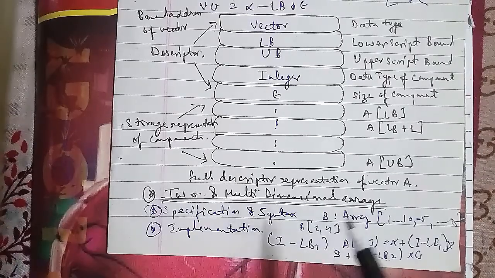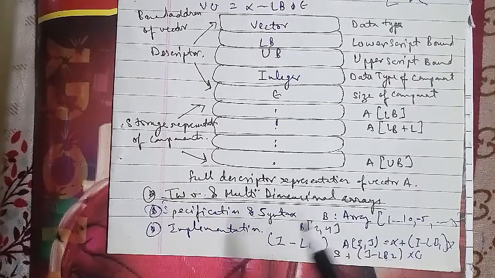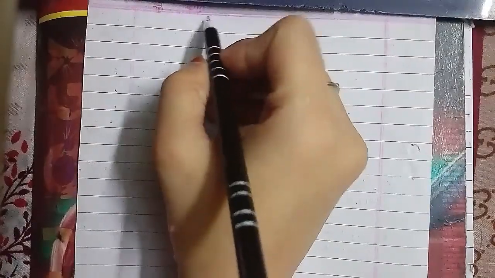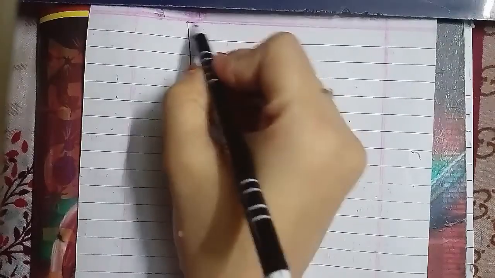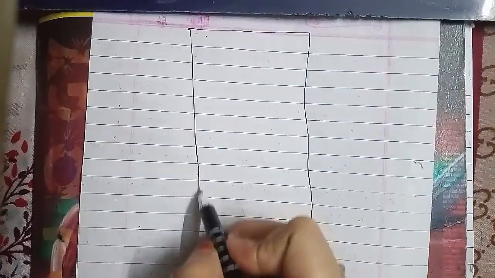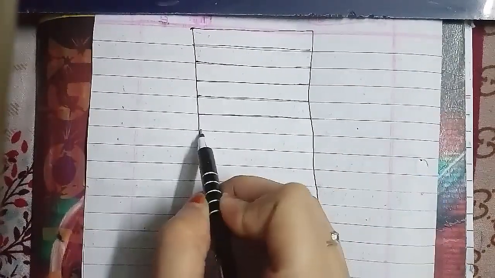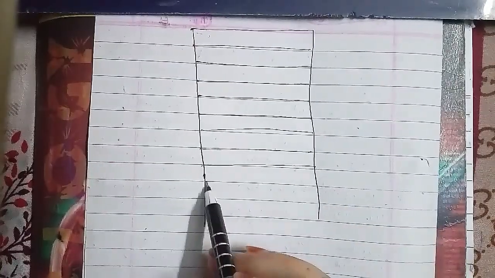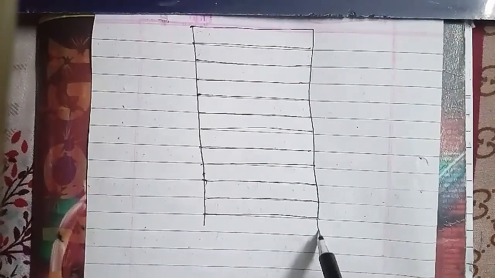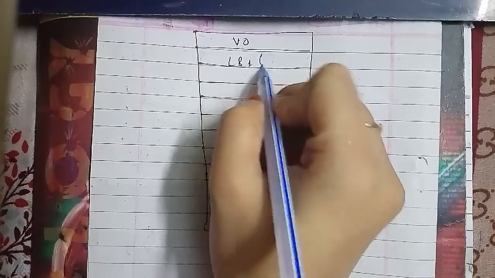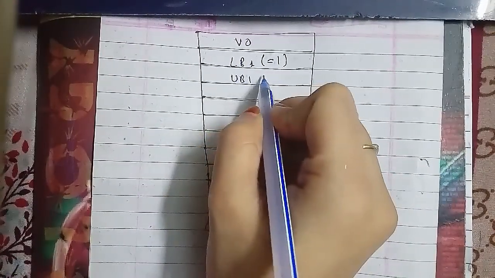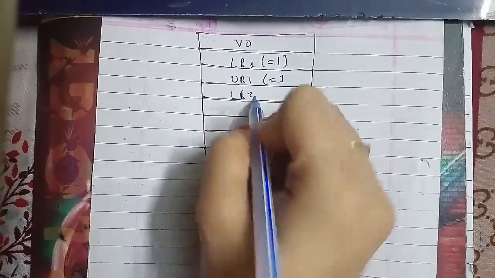So with this we have here your VO. The first we have is your VO, then LB1, which is equal to 1, then UB1, which is equal to 3, then LB2, which is equal to -1, and after LB2 we have UB2, which is equal to 1, and then we have E, which is equal to 1, and then we have a shaded region here as well.